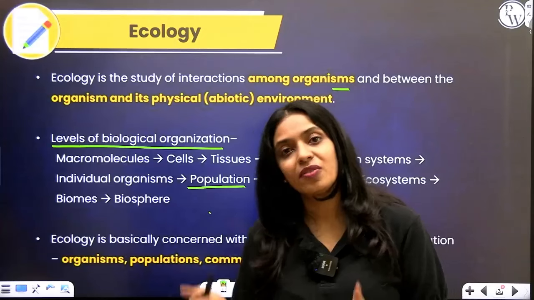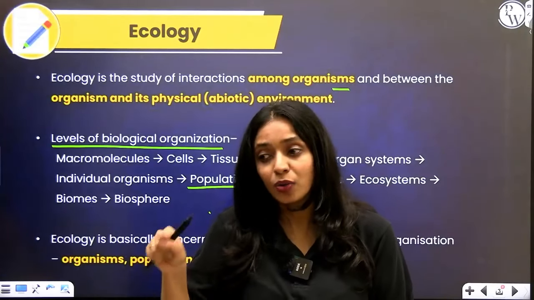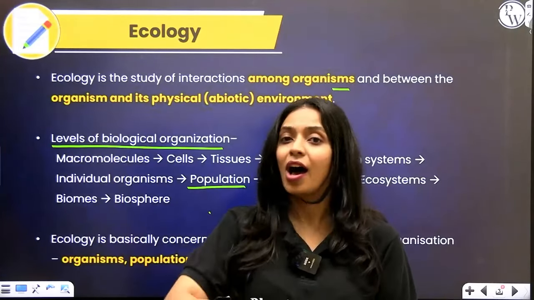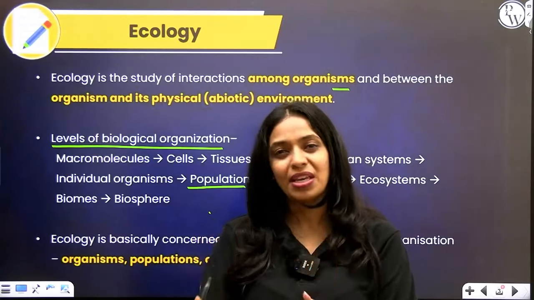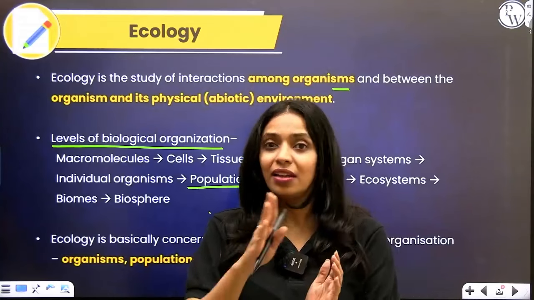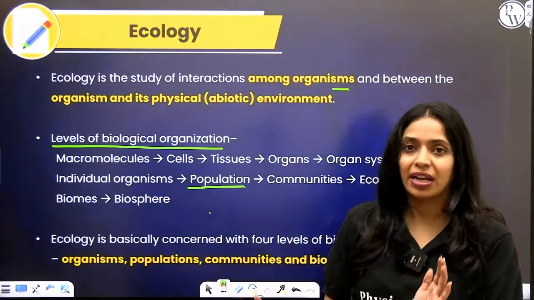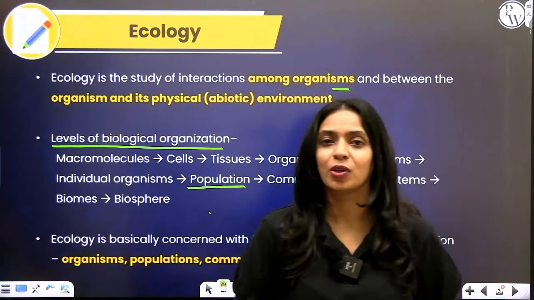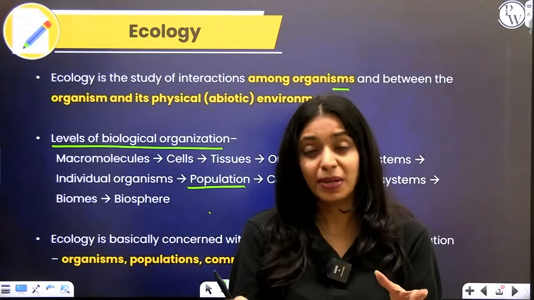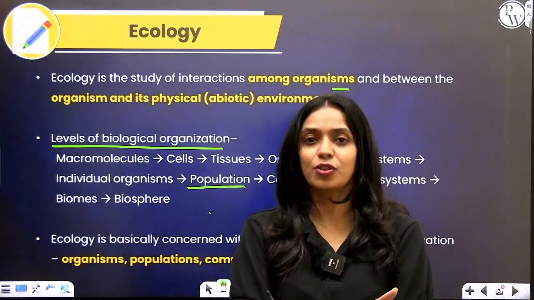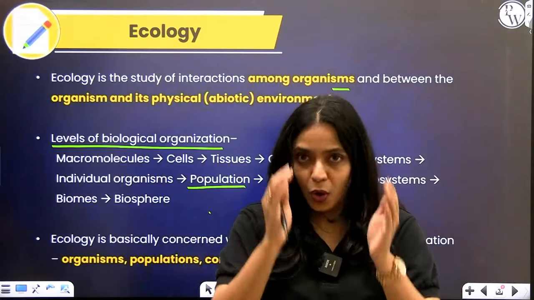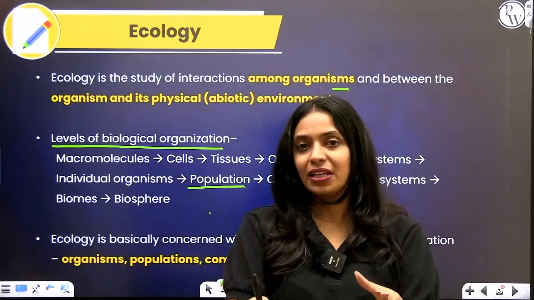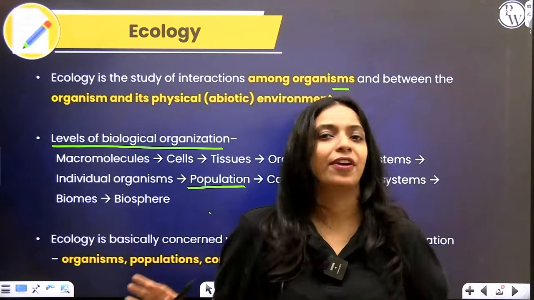But in ecology, when we talk about population, we're not talking about how the number of humans are increasing, how the number of any other species of animal is increasing. Over here, population basically is a level in biological organization. How can we define population? Population can be defined as a group of individuals belonging to the same species, occupying a particular geographical area at a particular time.